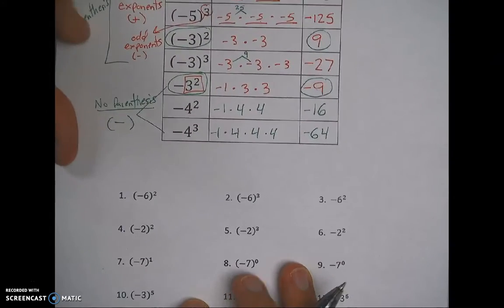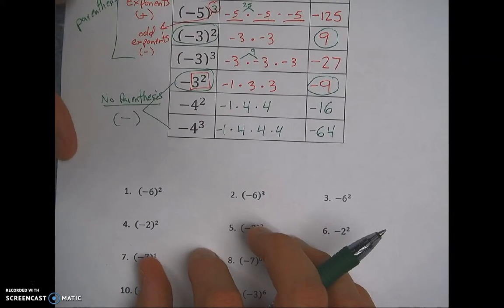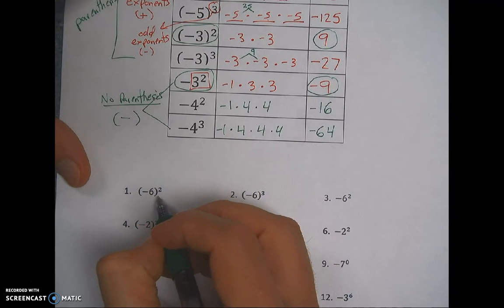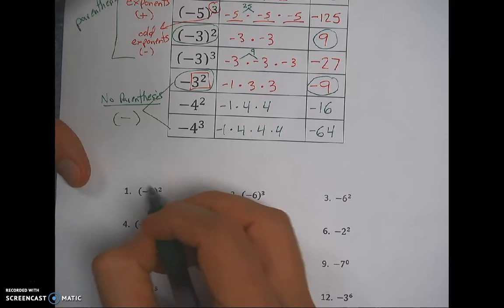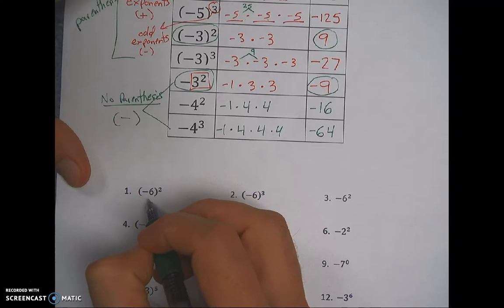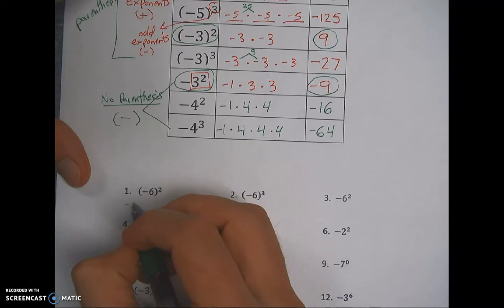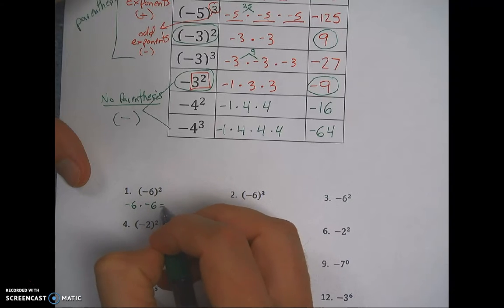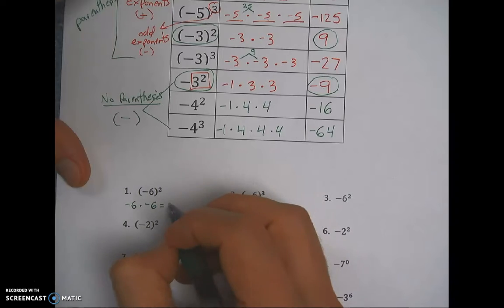If we go down to the bottom, I want you to rewrite these in expanded form and then get me the standard answer. Since this is in parentheses, raised to the second, all of this is raised to the second, so I need to repeat this entire thing. It's -6 times -6. 2 negatives make a positive, 36.